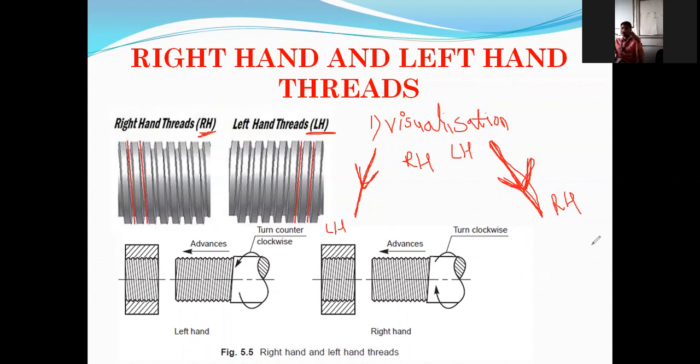It is inclined one. Okay, in that direction you can check from where to where it is going. Left hand thread is going towards left hand side. Right hand thread is going towards right hand side. Visualization or observation method. Looking to the thread, you can analyze or finalize which type of thread is there. Are you getting?